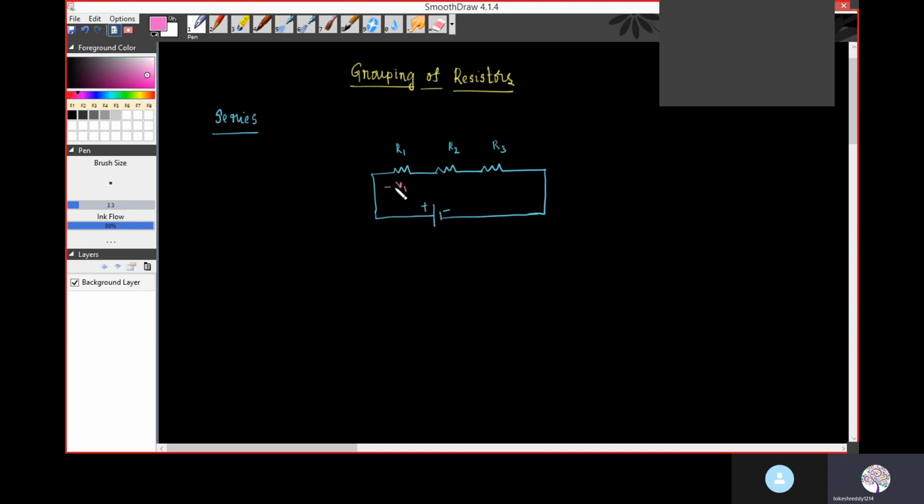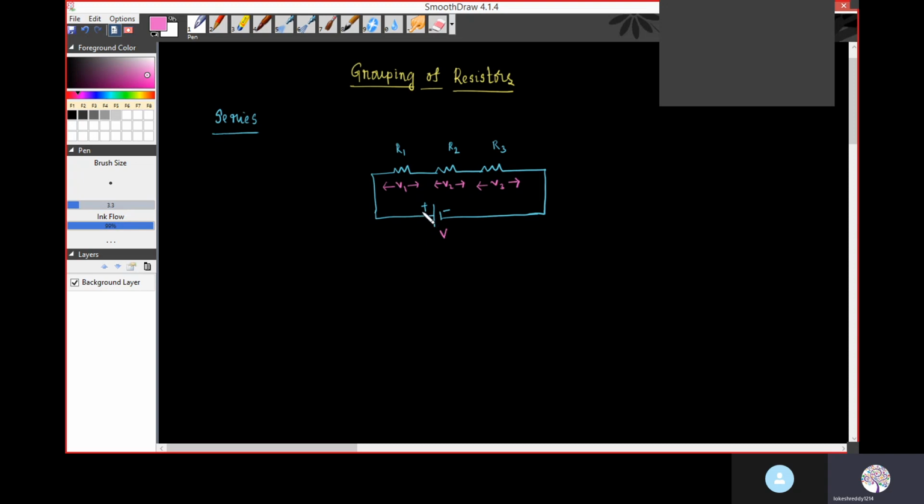Here the potential drops are V1, V2 and V3, and this is V. Now the potential drop, one after the other. If you connect resistors one after the other like this, we call them connected in series.